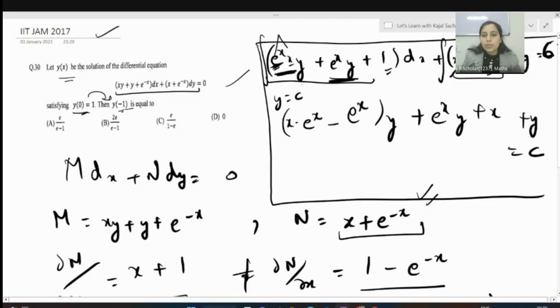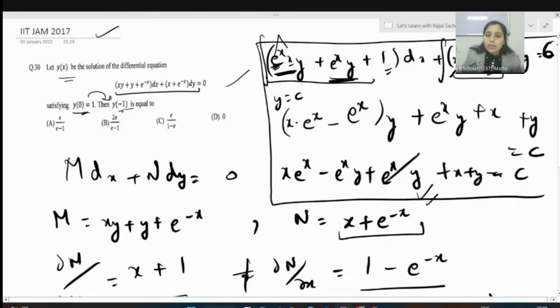equal to c. So from here we get x e^x y minus e^x y plus e raised to power x y plus x plus y is equal to c. This will be cancelled out. We get this as the required solution.